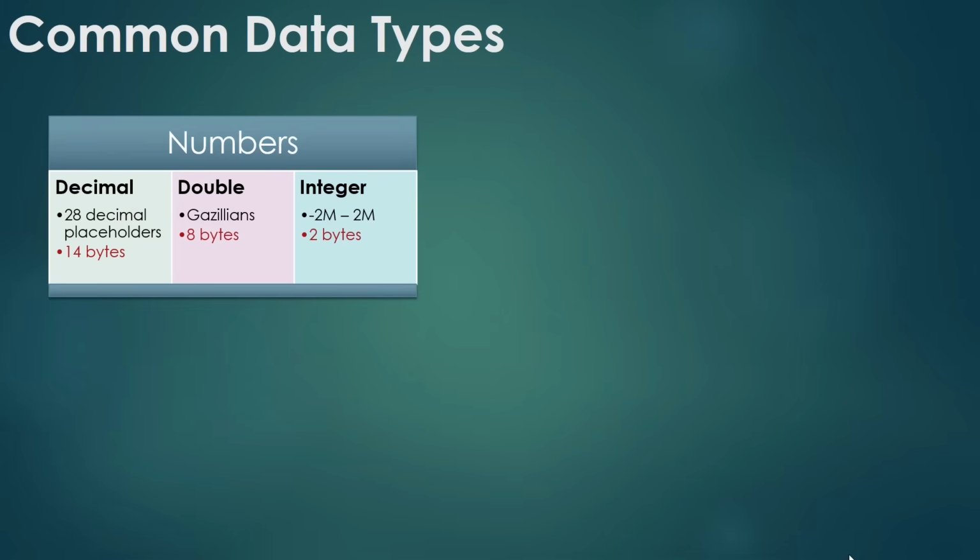Numerical data types include the decimal data type, which is not the smallest data type you can have, but it does allow you to have decimal placeholders, which is nice if you're going to be doing calculations with many decimals. The double data type is for relatively simple numbers, something with not too many decimal placeholders. And then you have the integer data type, which doesn't allow any decimal placeholders whatsoever. You'll see as they're allowed to be more and more simple, they take up less and less space, integer only taking up 2 bytes.